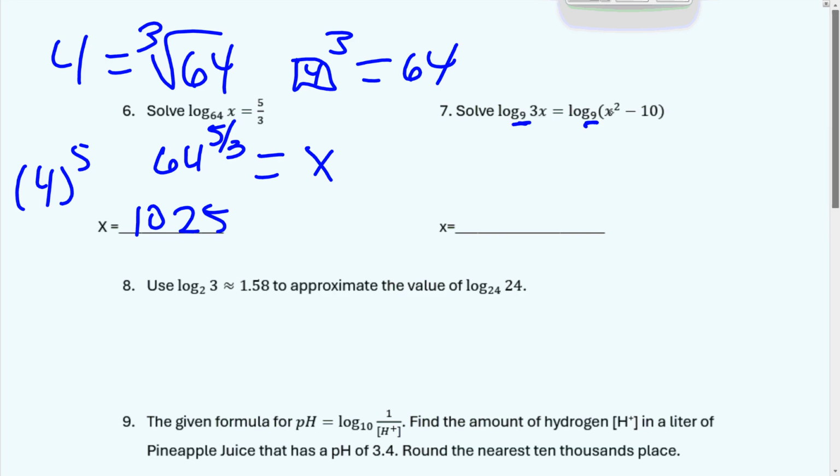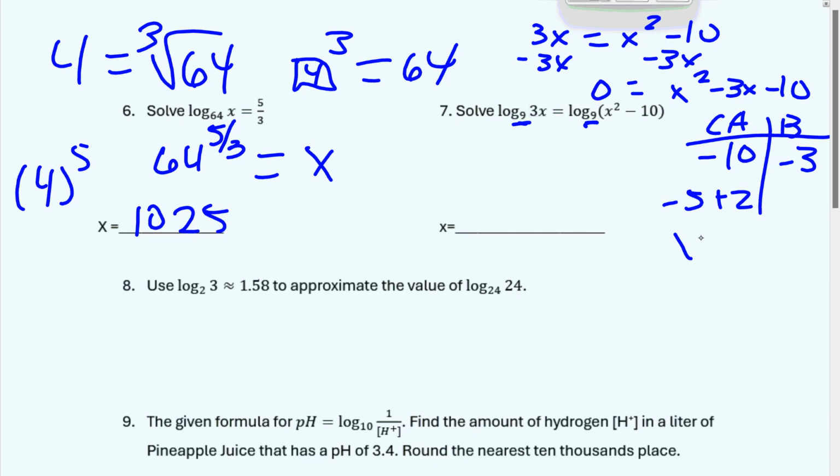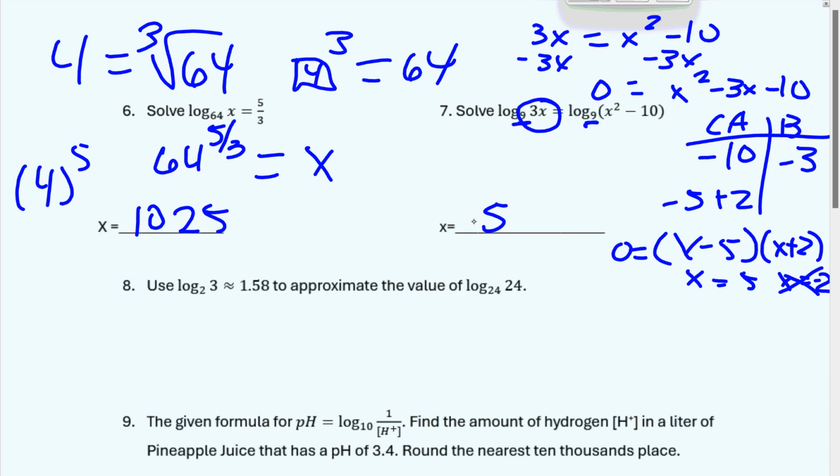Okay, this one's a little bit different. We have the same base. We're going to set these equal to each other. So 3x equals x squared minus 10. So I'm going to subtract 3x on both sides to get 0 equals, because it's quadratic, x squared minus 3x minus 10. Now I can try to factor it and use CAB. So I get c times a is negative 10, my b is negative 3. So what times what is negative 10 but subtracts to the 3? So that'd be negative 5 and a positive 2, right? And then x minus 5 and x plus 2 equals 0. So that means x equals 5 and x equals negative 2. But I can't plug a negative 2 in here, and I'd take a log of a negative. Can't have that. So I can only get x equals 5.